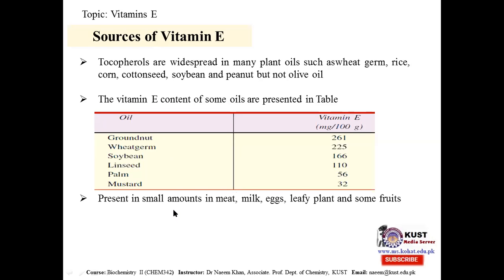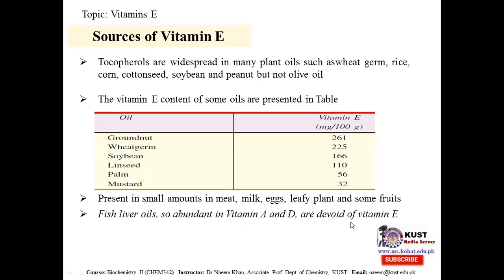Vitamin E is also present in small amounts in meat, milk, egg, leafy plants, and some fruits, but in very small concentrations. Fish liver oils, so abundant in vitamin A and D, are devoid of vitamin E. This point is very important. We must note that unlike the other fat soluble vitamins, vitamin A and D, which are lavishly available in fish liver oils, cod liver oil, and halibut liver oil, they are devoid of vitamin E.